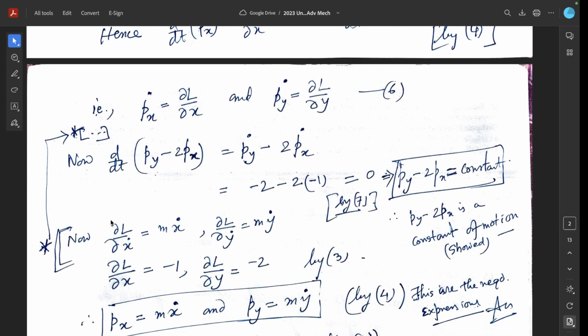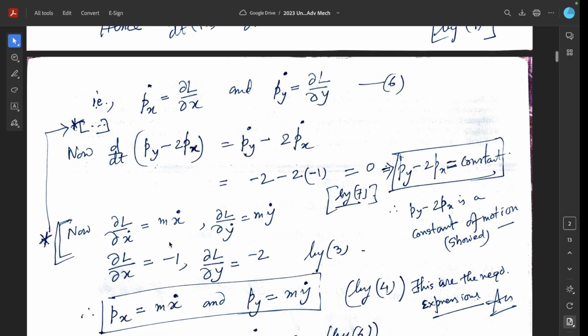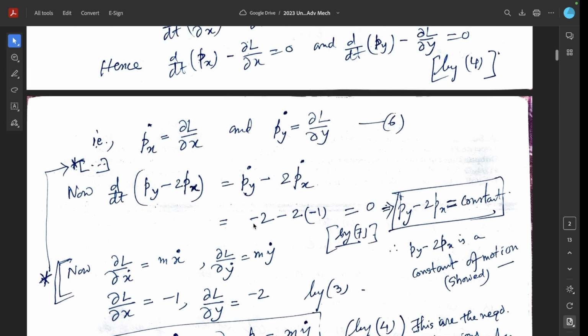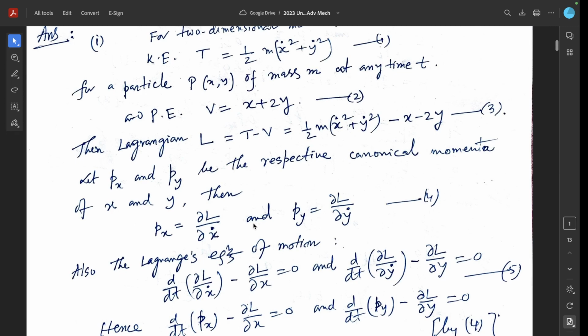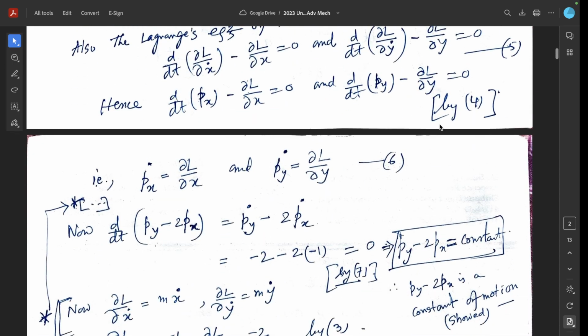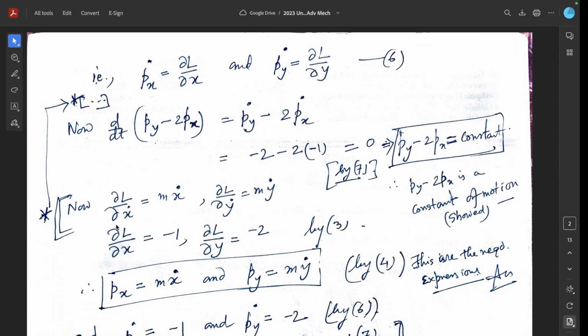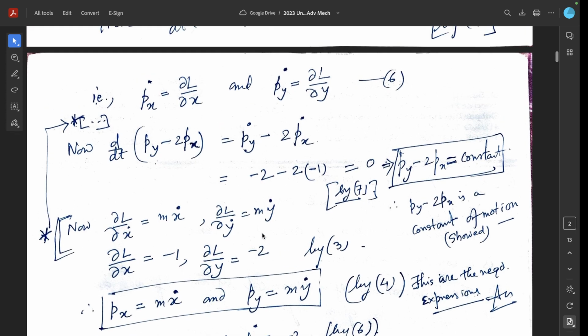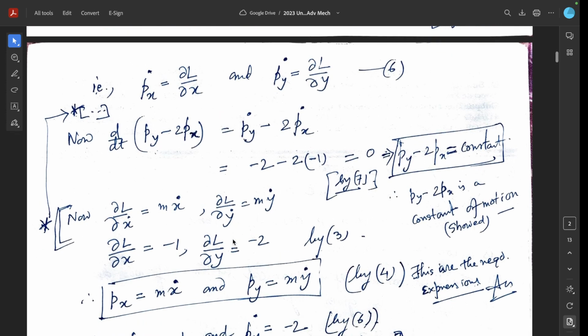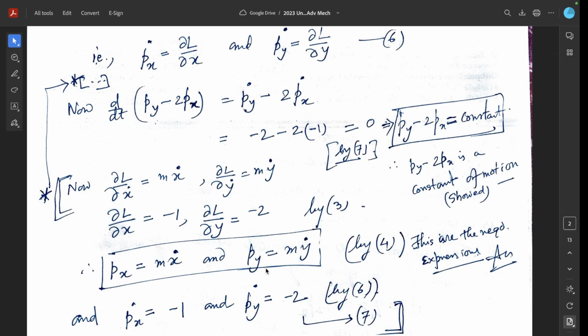Now del L by del x dot equals m x dot and del L by del y dot equals m y dot, because L is this expression 3, half m (x dot square plus y dot square) minus x minus 2y. So obviously del L by del x equals minus 1, del L by del y equals minus 2, and hence px equals m x dot and py equals m y dot, and these are the required expressions for px and py.